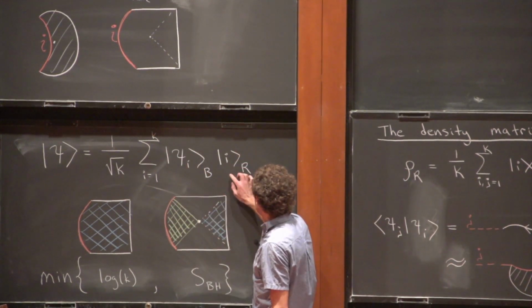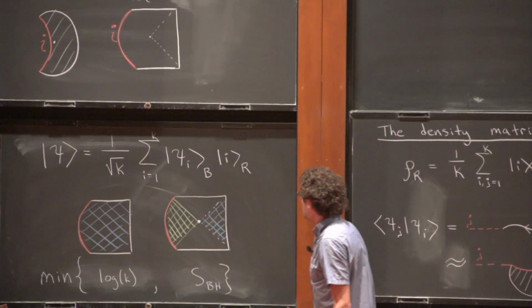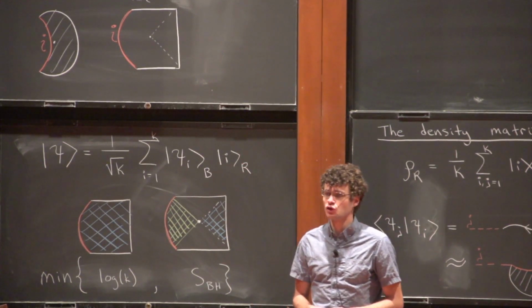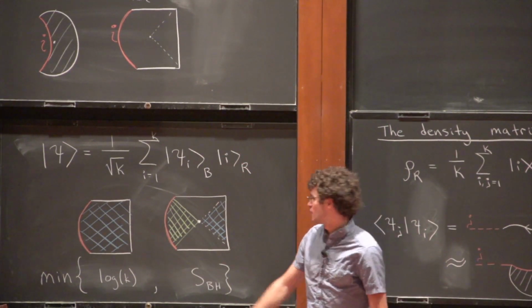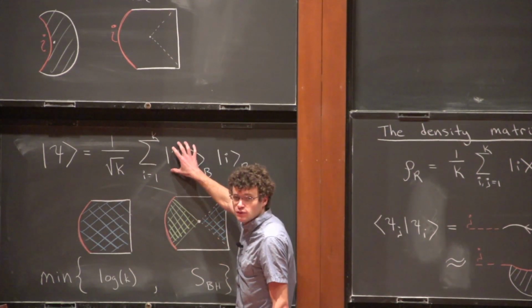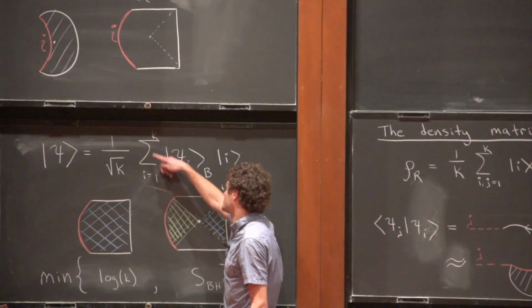And this other factor here in the state is a reference system, which plays the role of the early radiation in the evaporating black hole. So we have the early radiation here, which is entangled with the remaining black hole. And the total number of states is k.